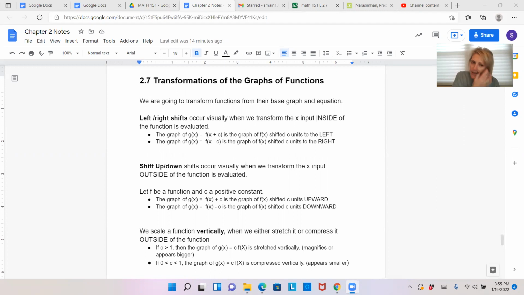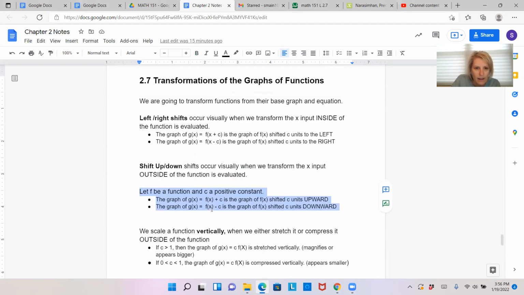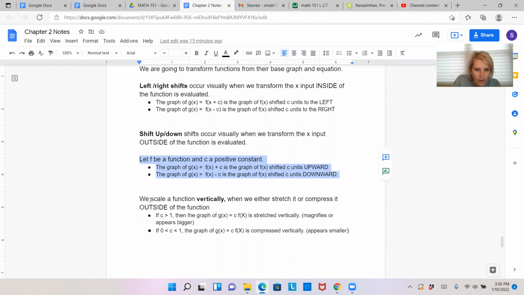Okay, that's the key. Now, if you look down here, in this area right here, you can see that this is going to be an up and down shift. This is a vertical shift. That's because you are adding or subtracting that constant value after you've evaluated the function. And so that's going to affect only your y value, the vertical shift.